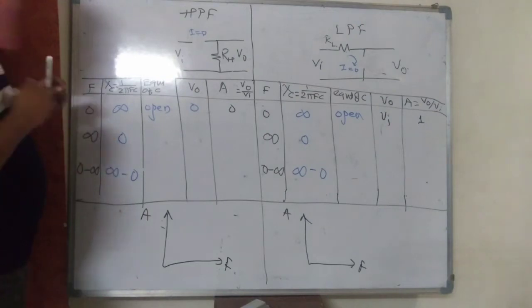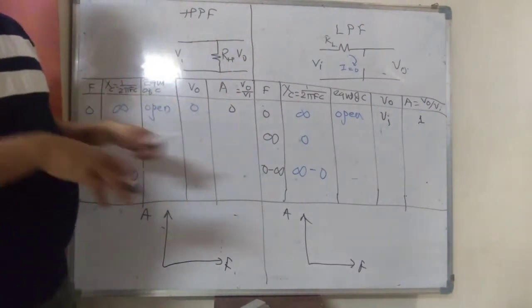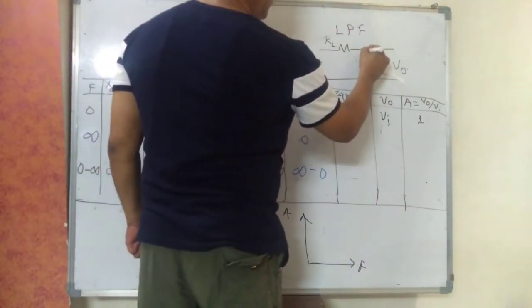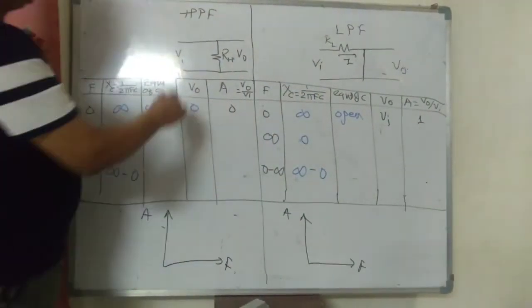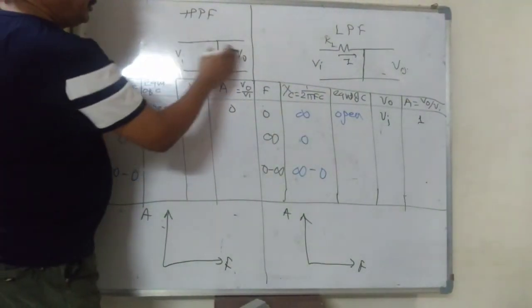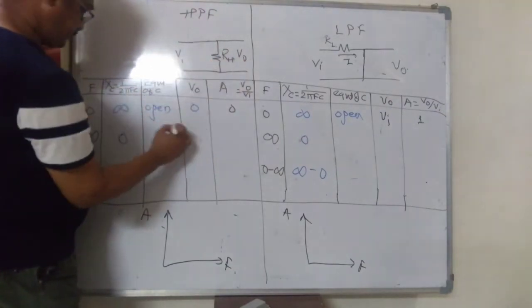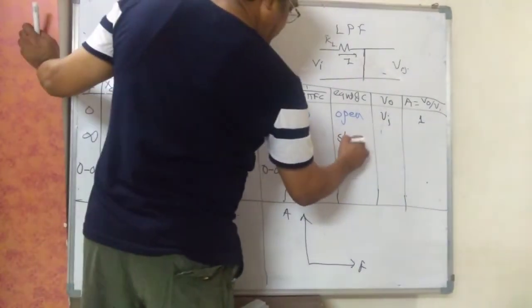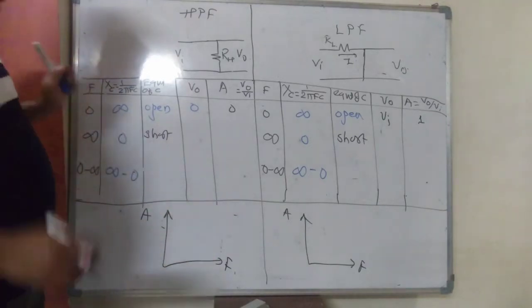Zero reactance, no opposition to the flow of current. Whole current will pass. Zero means the path is short. Full current. So whole input, there is no element here. Whole input will appear across output. Short path. Zero reactance means the capacitor will be either short or it will be open.